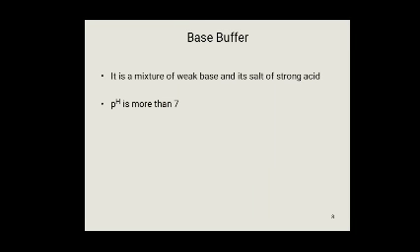The best example of a basic buffer is a mixture of ammonium hydroxide and ammonium chloride. The buffering action of a basic buffer can be explained as follows. The weak base NH4OH reacts with the strong acid HCl to form the salt ammonium chloride NH4Cl plus H2O. The weak base and its salt with a strong acid form a base buffer solution. This base buffer solution has pH more than 7.